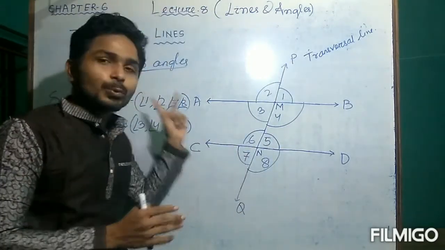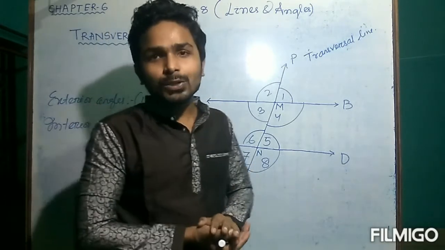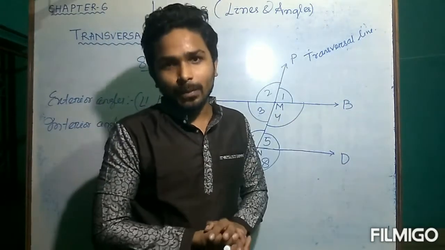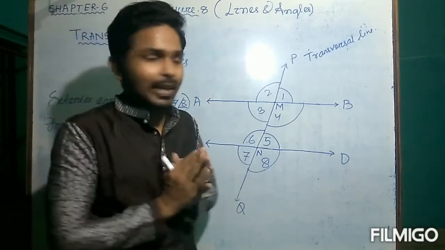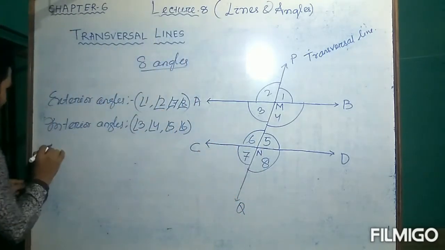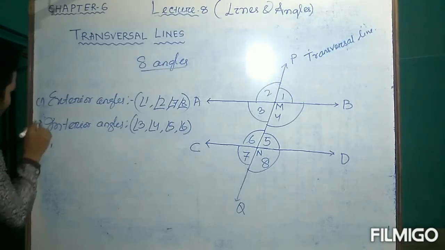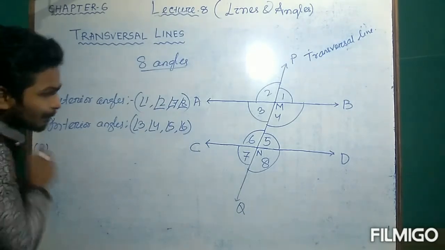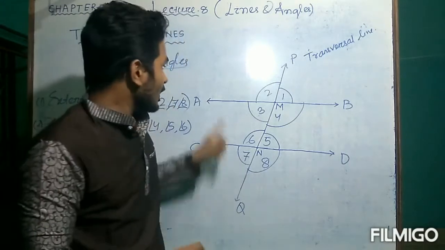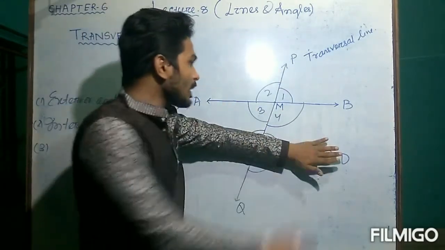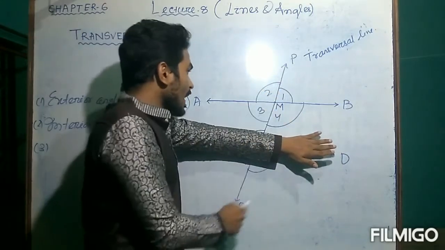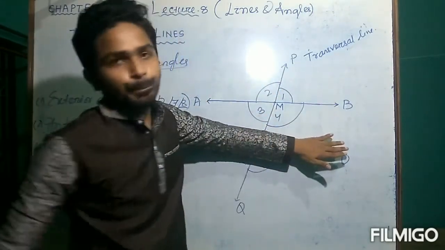Now, except these two types of angles, there are also another 6 types of angles. Let us understand them one by one. So let us understand the first angle. Consider the line AB and the line PQ. Forget about the line CD. Simply consider the line PQ and the line AB.